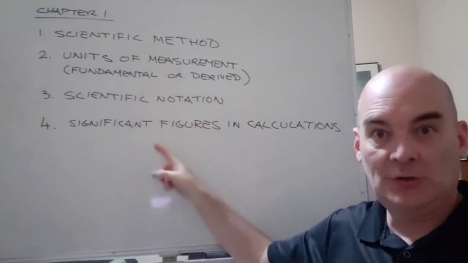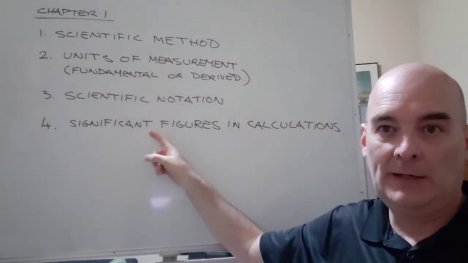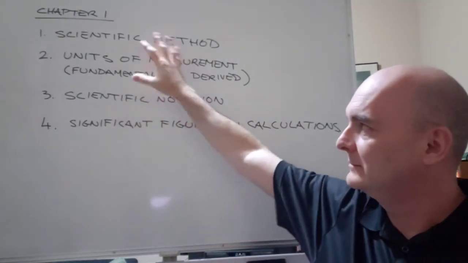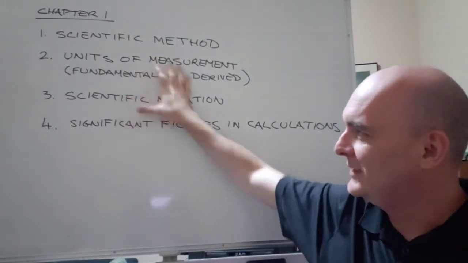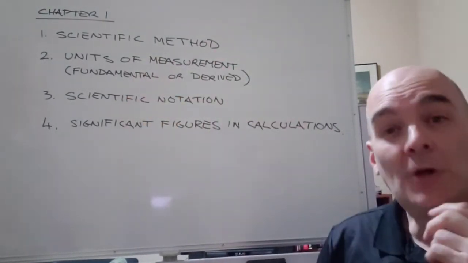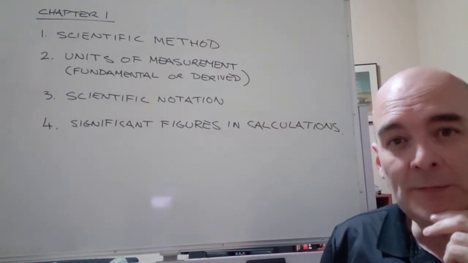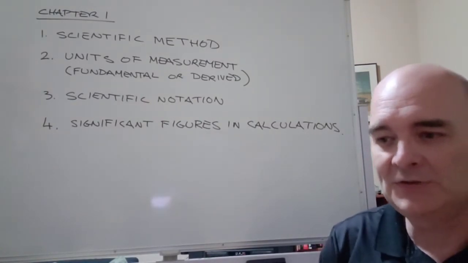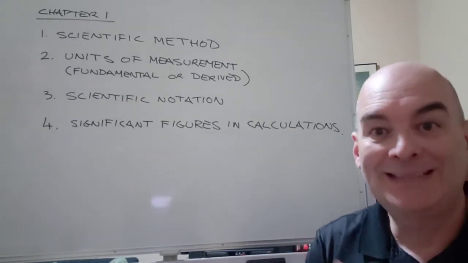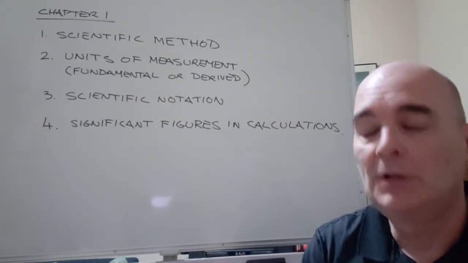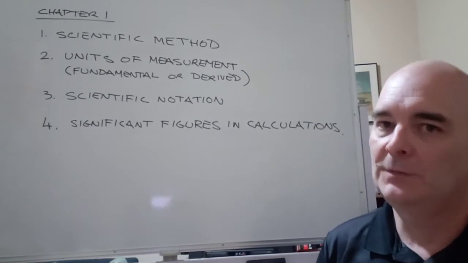These are the testable parts. Okay. The scientific method part's not really going to come up so much on the quizzes. This part right here. So we need to talk about if chemistry is the scientific study of matter, and matter is something that exists and can be measured, we have to talk about units of measurement.